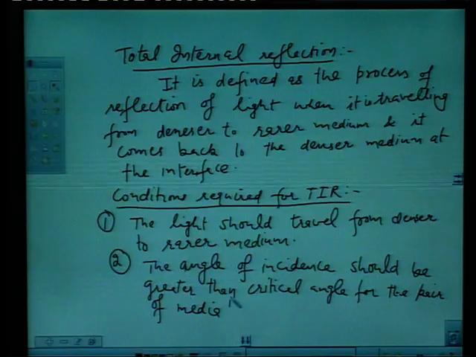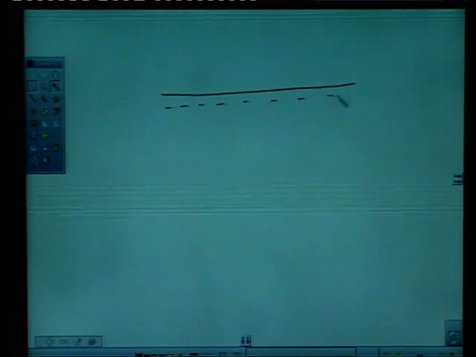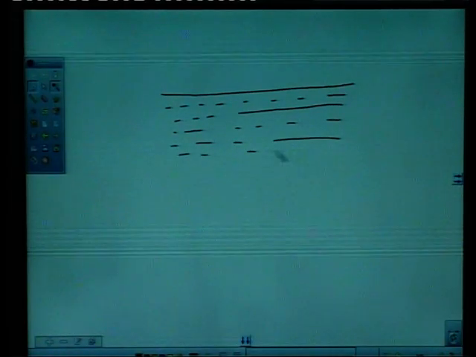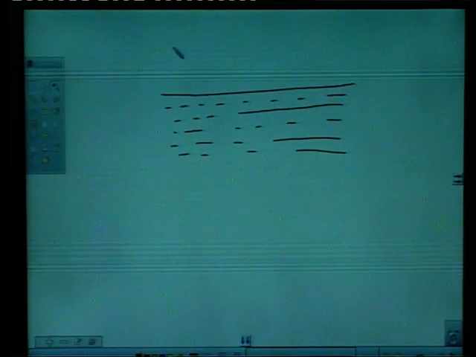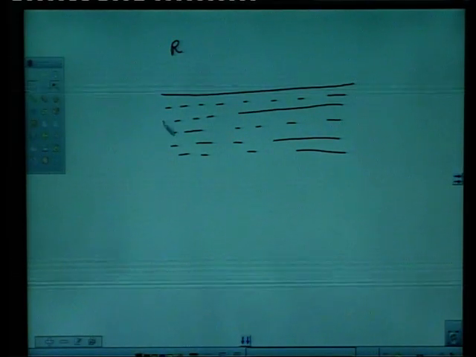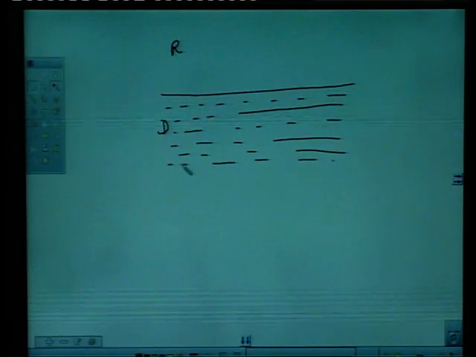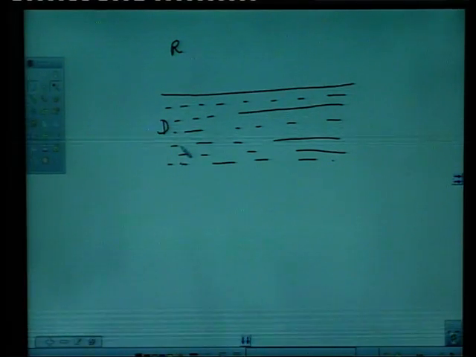So, these are the two important conditions. Now, we will draw a diagram. Suppose we have two different mediums. Suppose this is the first one, the rarer medium, and this is the denser medium. Suppose a light ray travels from denser to rarer medium.